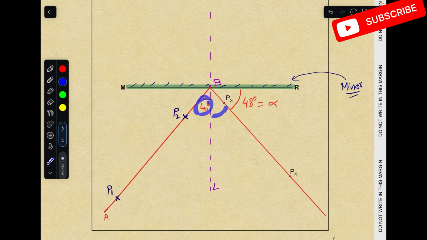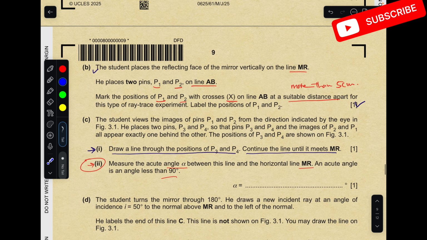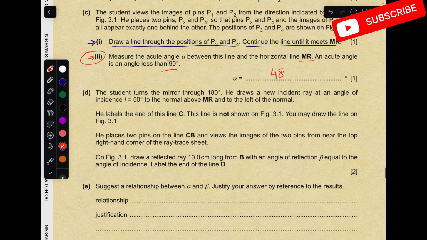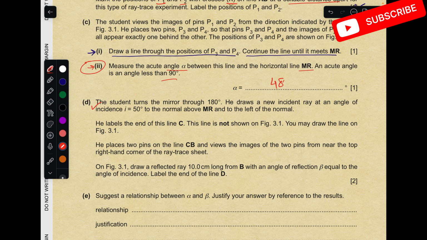We will discuss this thing in the next part. In D part, this is 48 degree that I have got. The units are already there. Okay, the student turns the mirror through 180. He draws a new incident ray at an angle of incidence 50 degree to the normal above MR and left of the normal. So you have to do this thing now. First, I'm going to do this, then we will discuss this. Let's try to do this.